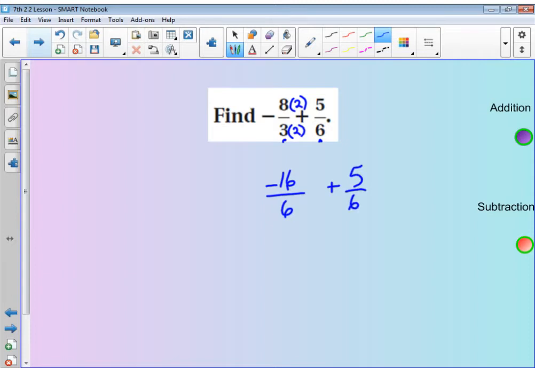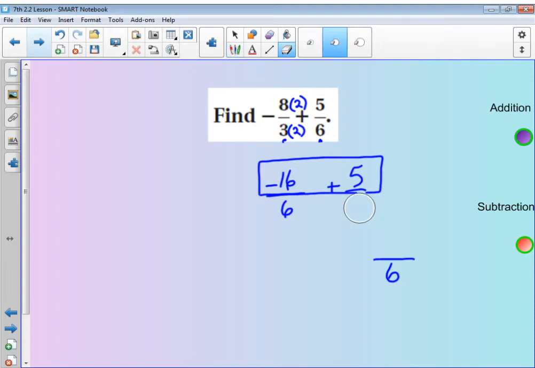Okay, now that we have the common denominator, here's what I want you to look at. I know in the end, unless I have to reduce, it's going to be over 6. I want you to now just look at your top digits and think of them back when we were working with integers. So think of it as negative 16 and a positive 5. Those are different symbols. I'm going to find the difference, which would be 11, and I'm going to apply the larger sign. So 16 is a larger digit. It has a negative sign.